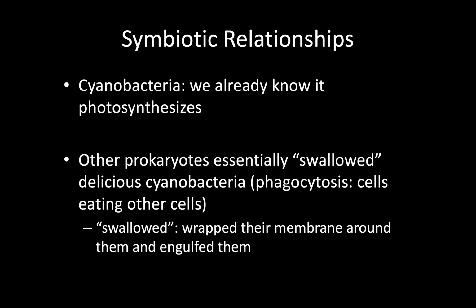So let's break this down. What does this have to do with a symbiotic relationship? So cyanobacteria, along with other types of bacteria, photosynthesize, meaning they make their own food. They use water and carbon dioxide and sunlight to make oxygen and some sugars. The sugars are their food.